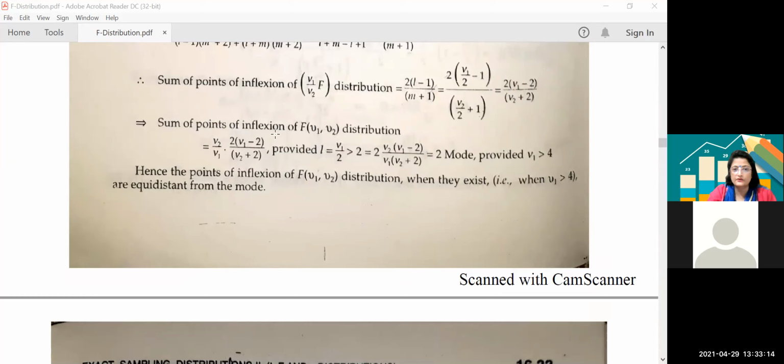So the sum of the points of inflection of F distribution is v2 by v1 into 2 times v1 by... क्योंकि देखो पहले इसका लगाया ना, अब हमने F का लगाने के लिए तो इसको v2 into v2 by v1 से मल्टीप्लाई कर दिया, ठीक है जी? Provided v1 by v2 is greater than 2, which is equal to 2 times v2 into v1 minus 2 divided by v1 into v2 plus 2. This is equal to 2 times of mod, provided v1 is greater than 4. It means the points of inflection of F distribution, if they exist, are equidistant from mod.